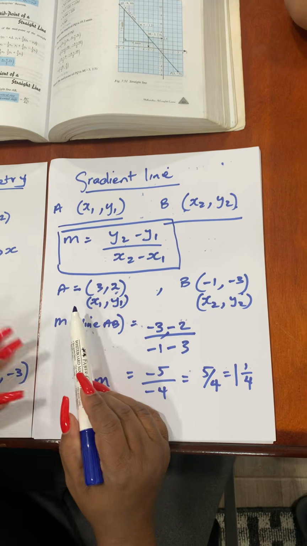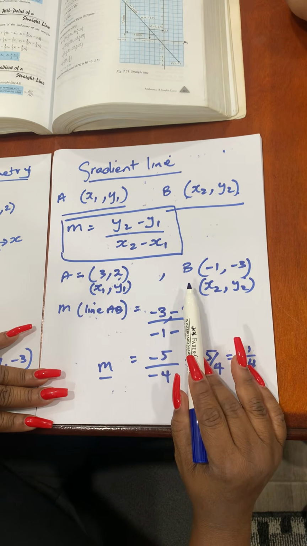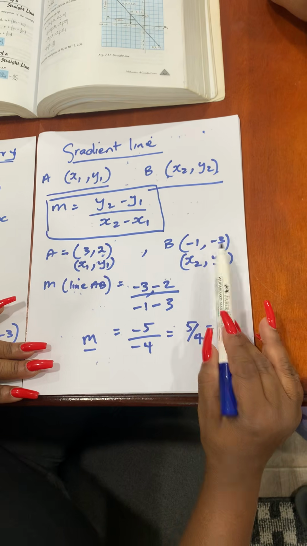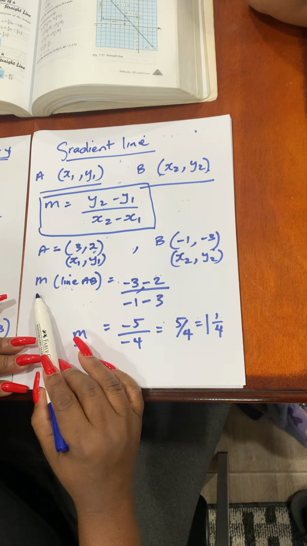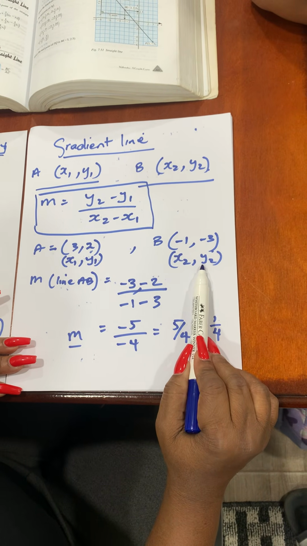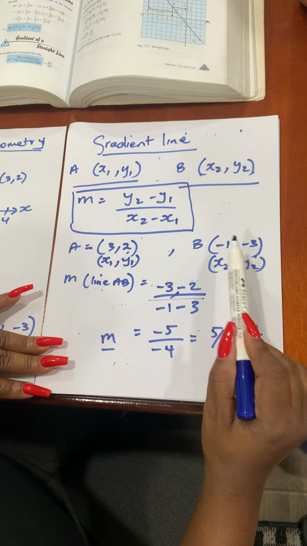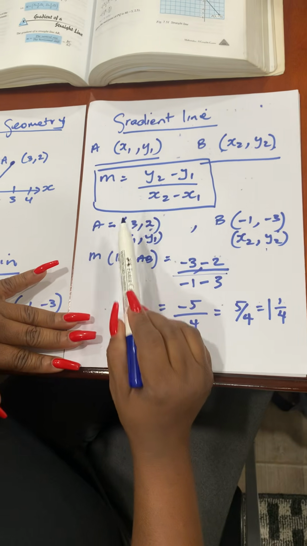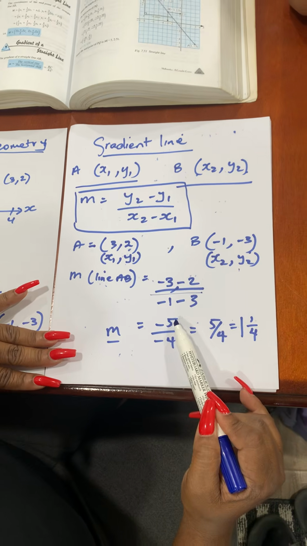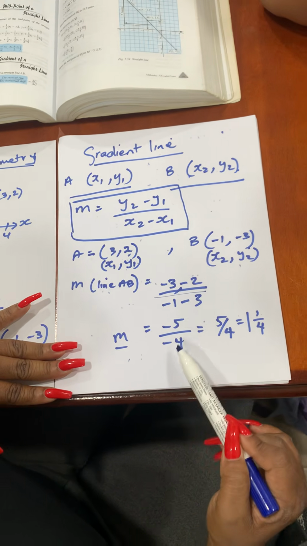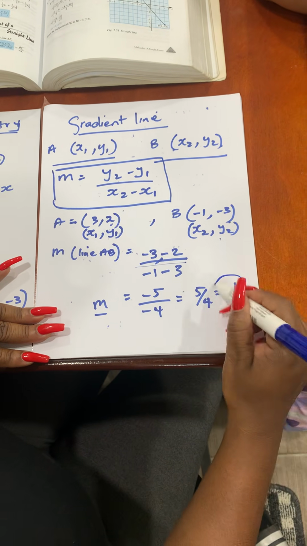So let's say from our previous points, A (3, 2) is (x1, y1), and B (-1, -3) is (x2, y2). It means then the gradient will be y2, -3, minus y1, which is 2, over x2, -1, minus x1, which is 3. When we work that out, we get -5 over -4. A minus over a minus is a plus, so we have +5 over 4, or 1/4 as our gradient.